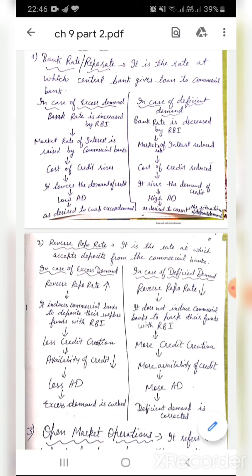In case of deficit demand, bank rate is decreased by the RBI. Automatically the market rate of interest is reduced, cost of credit is reduced, it raises the demand for credit, the AD will be high, and it is desired to correct the situation of deficit demand.